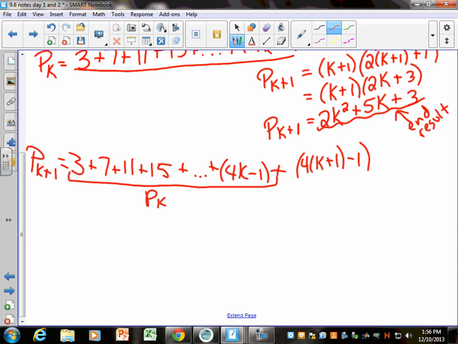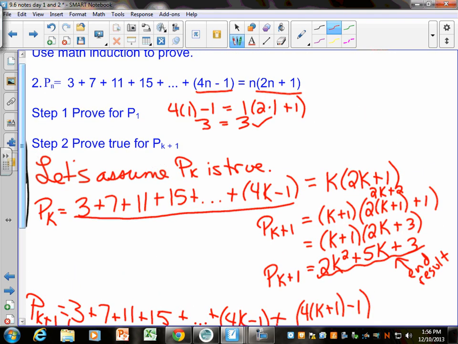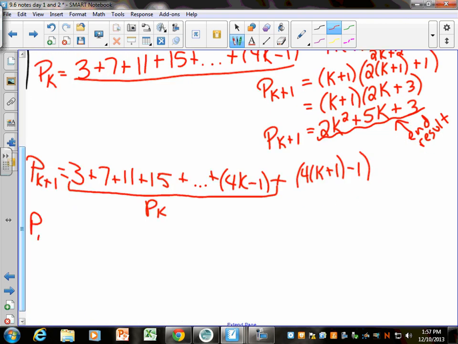Because that's in the original problem, right? That's the nth term or that's the kth term. So I wrote this whole thing out and then I just added the next term. So every time, whatever your k is, you're going to write all of that and then plus the next one. Does that make sense? And then could I say that's the same as saying just p sub k, which is all this, plus the next term, which is 4k plus 1 minus 1.